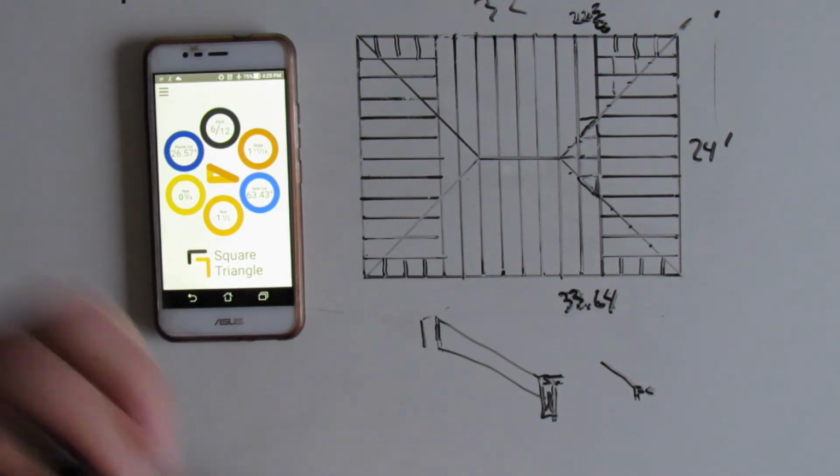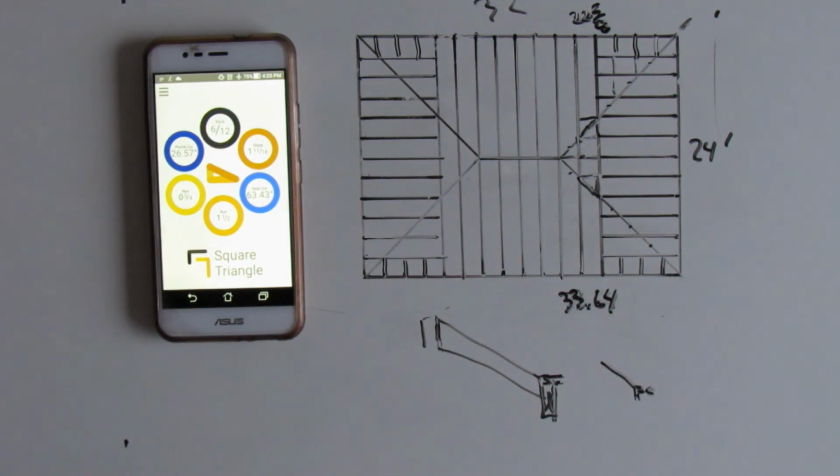All right, so this is how to use the Square Triangle app, and happy framing.